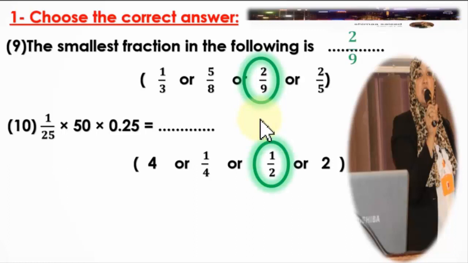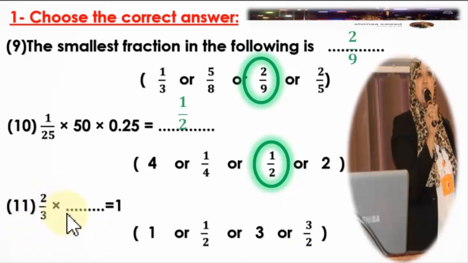Now multiply 1 over 25 by 50 by 0.25. We can say 50 over 25 equals 2. 2 times a quarter equals a half. 2 over 3 times the missing number equals 1. Times its reciprocal, 3 over 2, because we cancelled 3 and we cancelled 2 and the result is 1. 2 times 3 equals 6. 3 times 2 equals 6. 6 over 6 equals 1. So 2 over 3 times 3 over 2 equals 1.